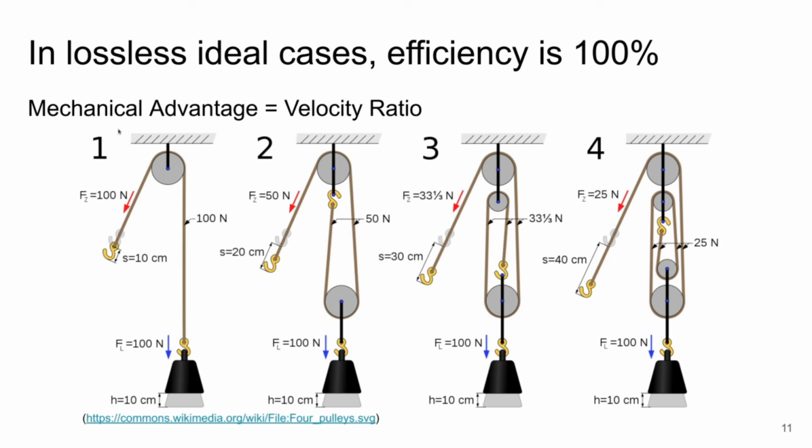However, if mechanical advantage is not equal to velocity ratio, we will have efficiency that is not 100% and would usually be mechanical advantage that would be less than the velocity ratio because it's impossible to be over 100% efficient. So the key point here is that in lossless ideal cases, mechanical advantage equals velocity ratio and therefore efficiency is 100%.